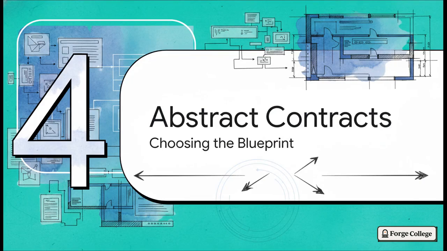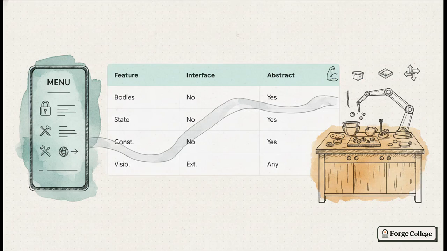Next up, Section 4, interfaces versus abstract contracts and choosing the right blueprint. This is a massive distinction, and it comes up all the time for devs going through our Forge College learning tracks. When do you actually use which blueprint? Let's break it down. An interface allows no function bodies, no state variables, no constructors, and only external visibility. It is strictly the menu. But an abstract contract allows function bodies, state variables, constructors, and any visibility.